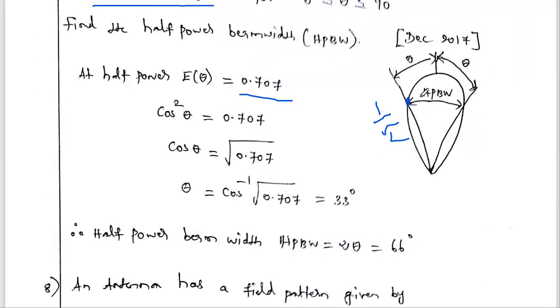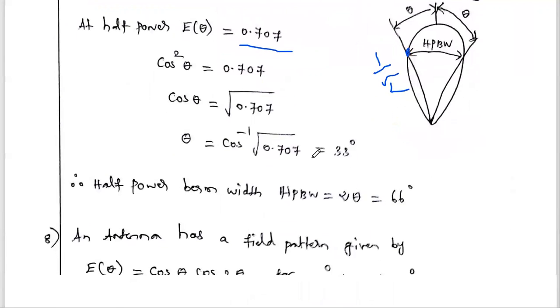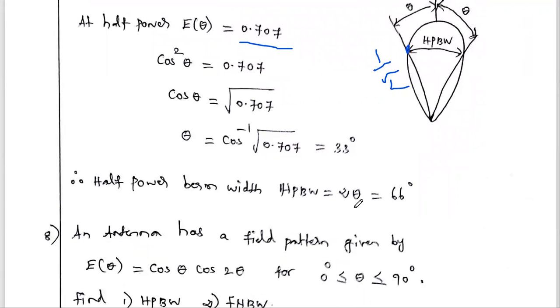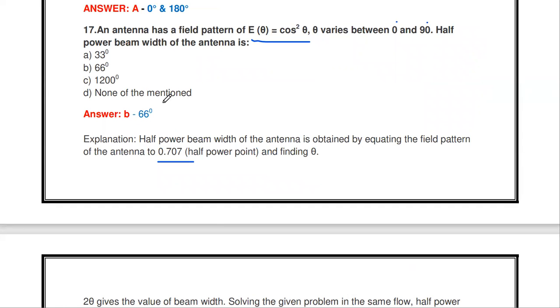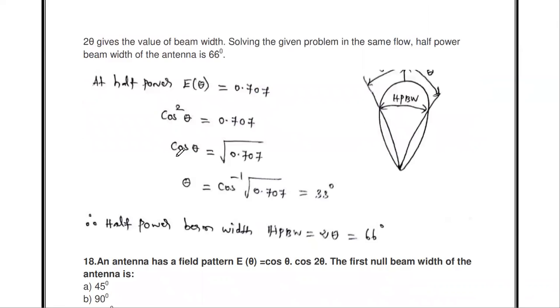So the total half power beamwidth is nothing but theta plus theta, it's 2 theta. So that's why the half power beamwidth is equal to 2 theta. So 2 into 33 degrees is 66 degrees. That is the answer. So the answer is 66 degrees.